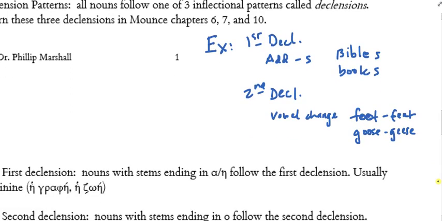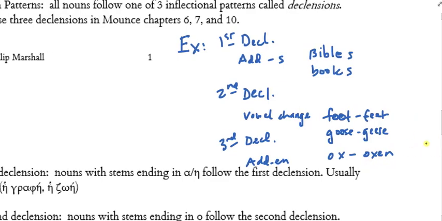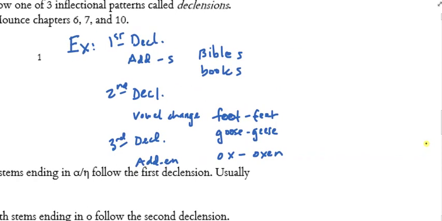Now, we also have a third sort of declension pattern, don't we? What's that? Yeah, add en. Okay, so examples. Ox, oxen. Box? No, I'm just kidding. Not boxen, is it? Okay, good. So that would be another one. We don't have very many words that do this.